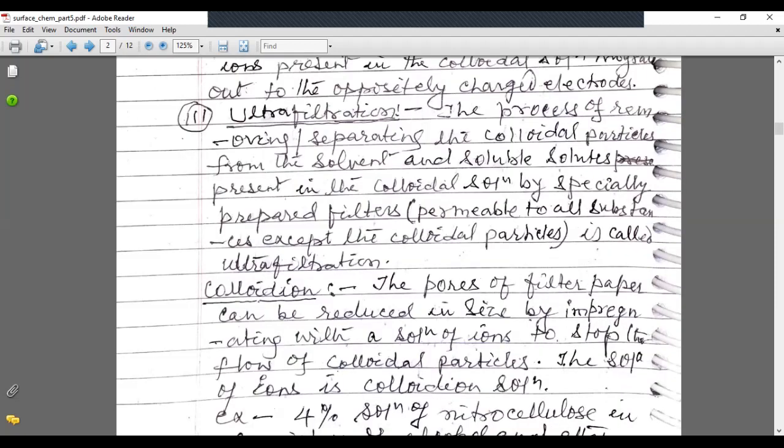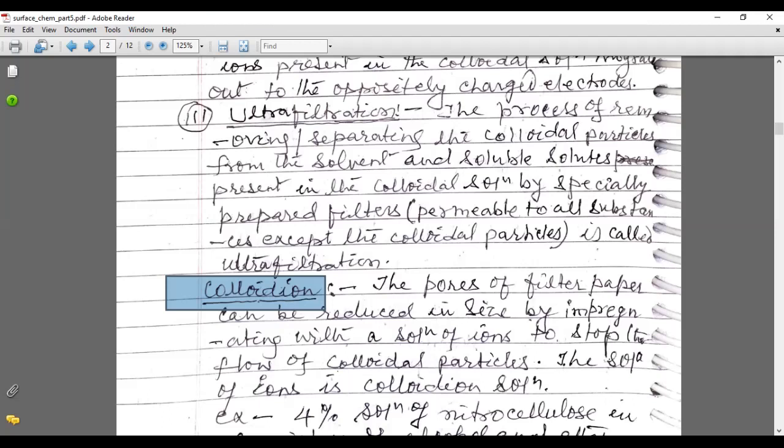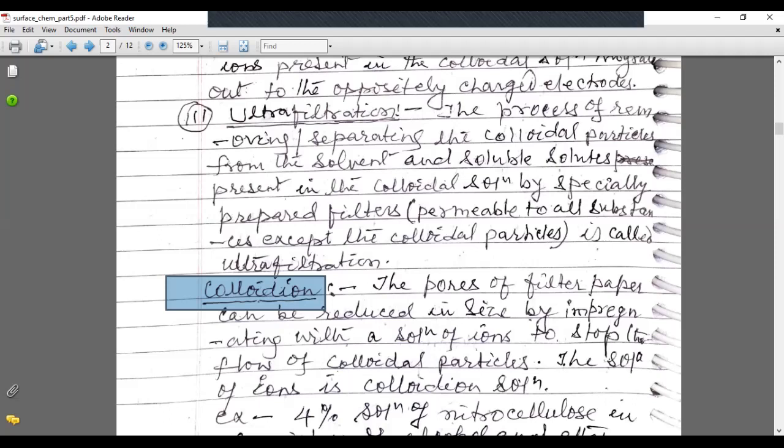Colloidion. The pores of filter paper can be reduced in size by impregnating with a solution of colloidion to stop the flow of colloidal particles. The solution is known as colloidion solution. Example, 4% solution of nitrocellulose in a mixture of alcohol and ether.